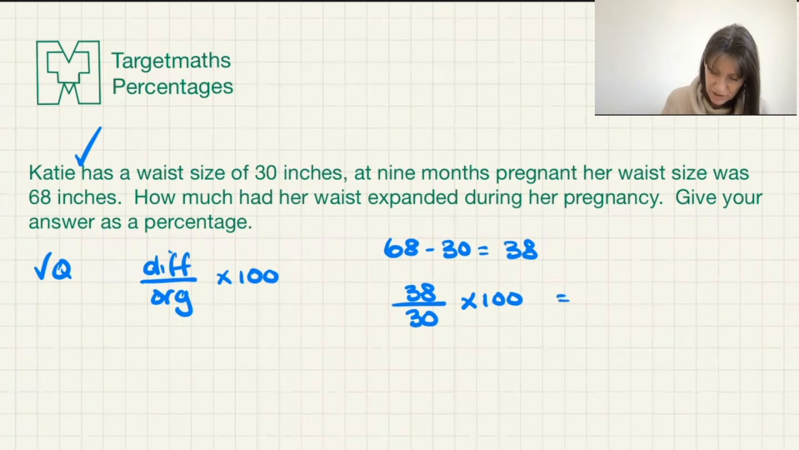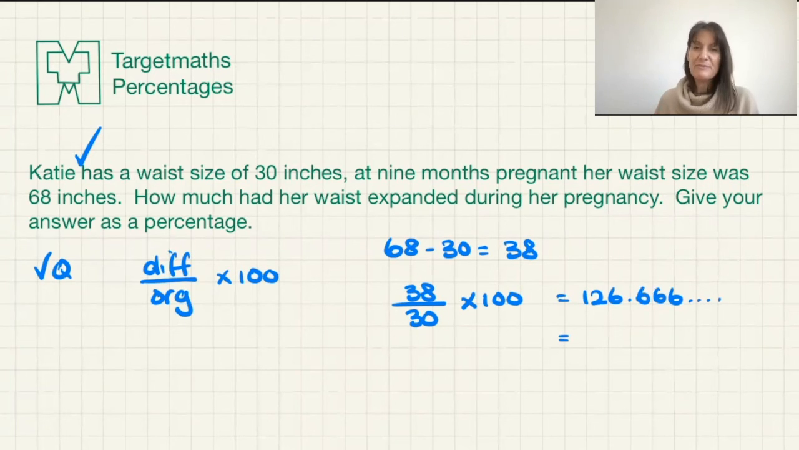And you've got 126 point, and on it goes. So we haven't been given an idea of how to round. So we will do a sensible degree of accuracy, okay? So 1 decimal place, because all of our workings were in whole numbers, so going to 1 decimal place would be sensible. So 126.7%.